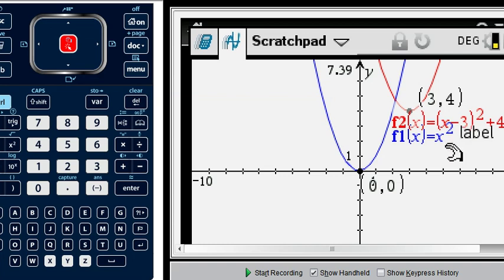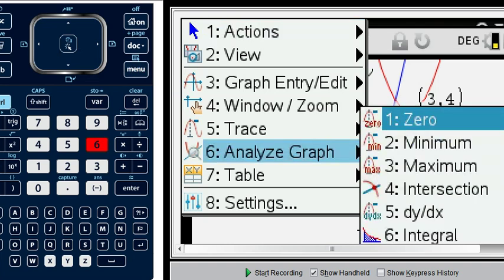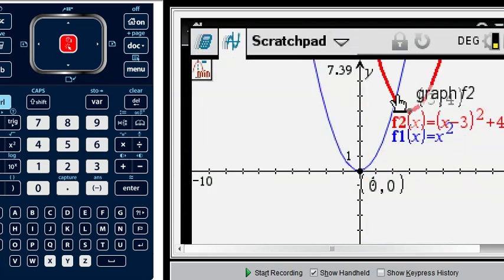Okay. So I was asked to do this again. To find the vertex, I hit, are you ready? I hit menu. I hit 6, which is analyze graph. Then I hit minimum, because it looks like a bowl. If it looks like a hill, you hit maximum. I'm going to click the graph.